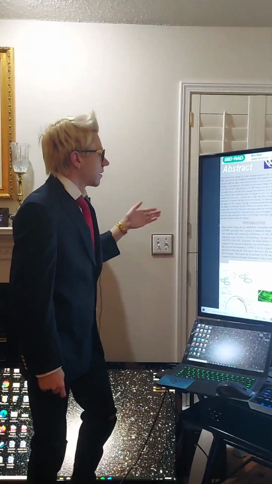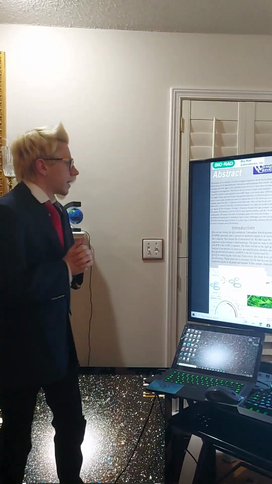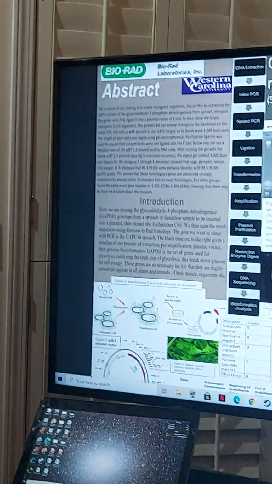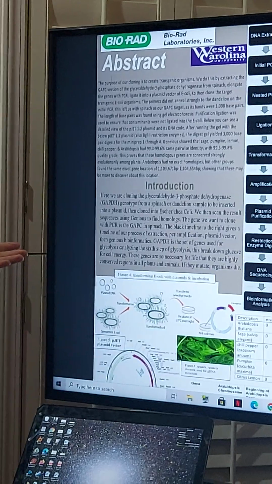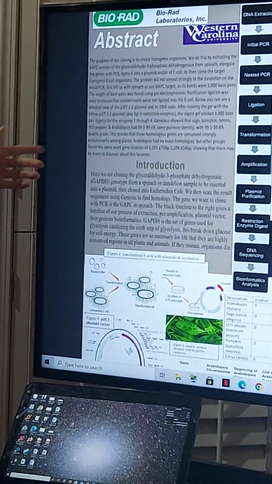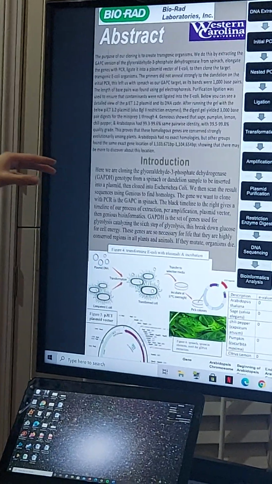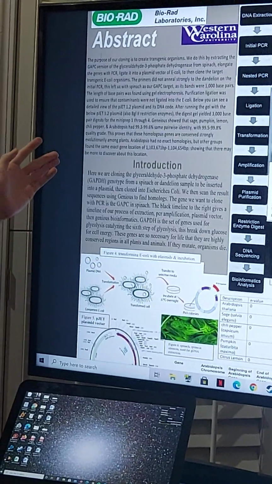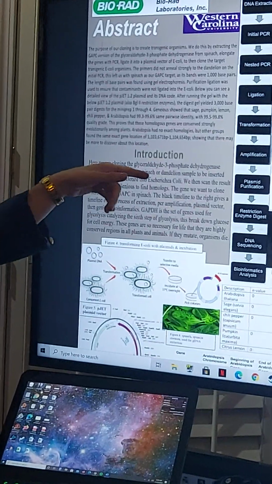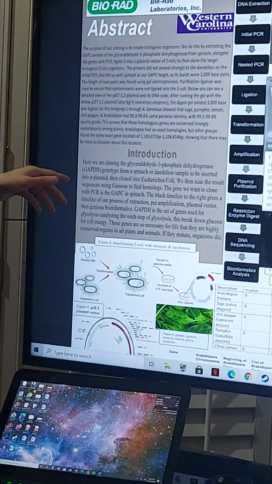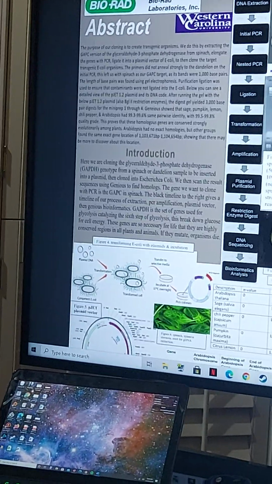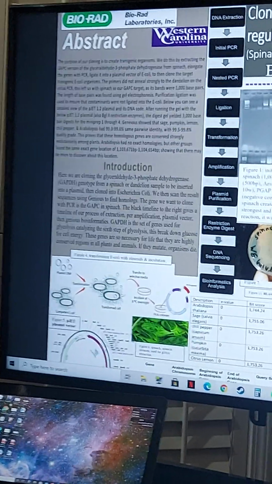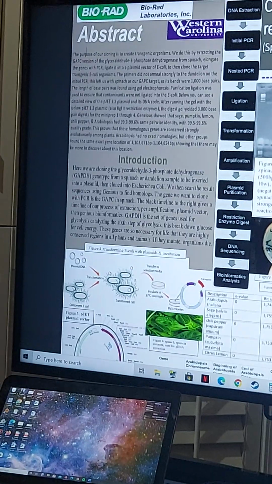So the introduction to this is that here we are cloning the glyceraldehyde 3-phosphate dehydrogenase, or GAPDH. It's a genotype from a spinach or dandelion sample to be inserted into a plasmid, then cloned into Escherichia coli. So then we can scan the resulting sequences using Geneious to find homologs. So the gene that we want to clone with PCR is the GAPC in spinach.